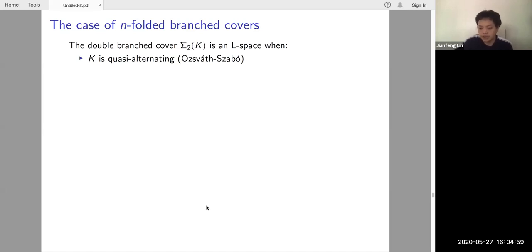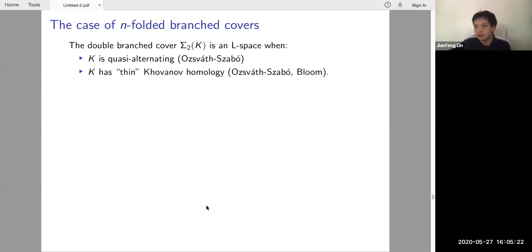They prove this using the exact triangle in Heegaard Floer homology. Furthermore, we also know that if K is Khovanov thin, then the branched double cover is also an L-space. This is due to Ozsváth-Szabó in the context of Heegaard Floer homology, and due to Jonathan Bloom in the context of monopole Floer homology. Here, thin means that the reduced Khovanov homology is supported in a single delta grading, so the Khovanov homology is as small as possible.